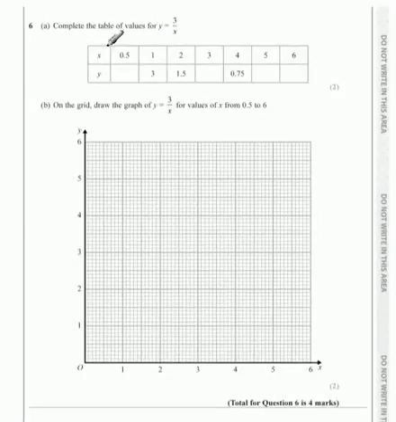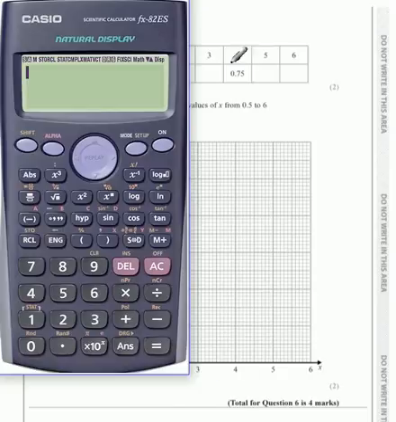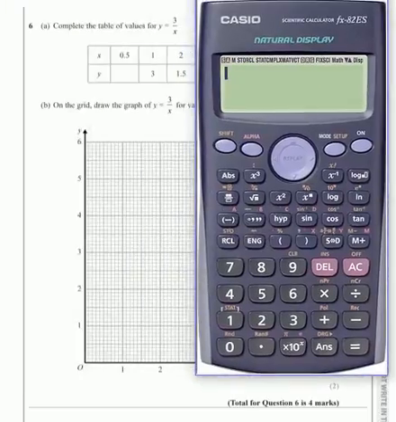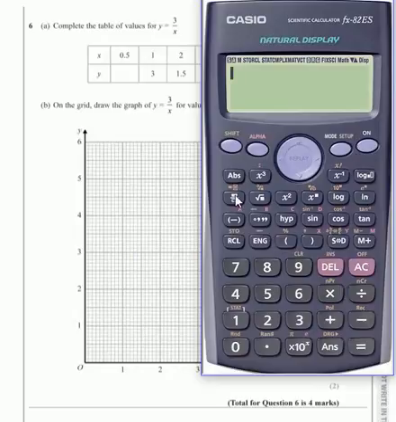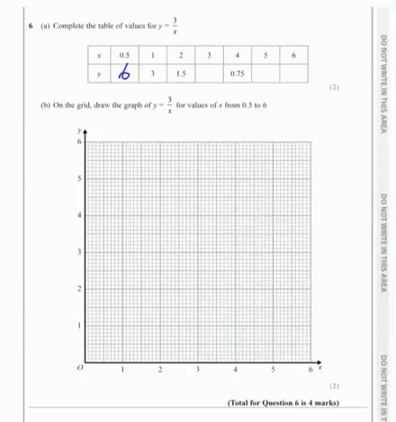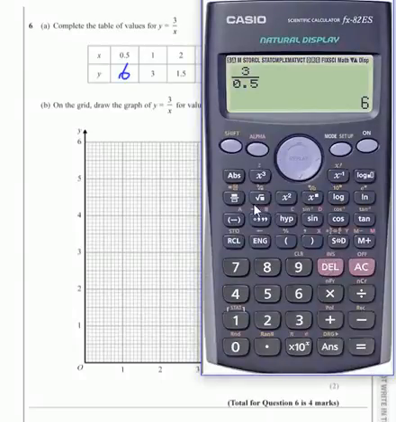Okay, next up we are filling in the table for this. So we need to sub in these values into this equation. Now we are on a calculator paper, so we can use our calculator for this. And since you have it, why not? So 3 divided by 0.5 we can see is 6. That's going to go there. Subbing in the other values is a little bit easier. 3 divided by 3 is 1. 3 divided by 5, let's chuck that in. So 3 over 5.